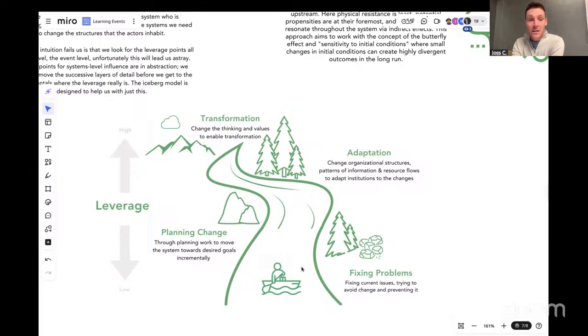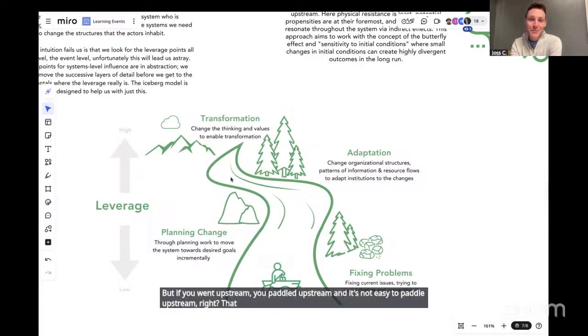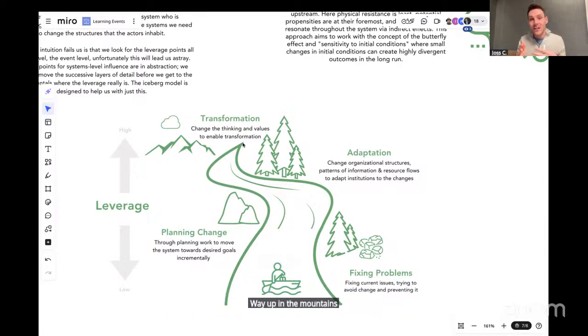But if you paddled upstream, and it's not easy to paddle upstream, right? That's the first thing to note. But if you paddle all the way up here, and you go back to the source of that river, way up in the mountains, what do you find? A little trickle, a little stream.